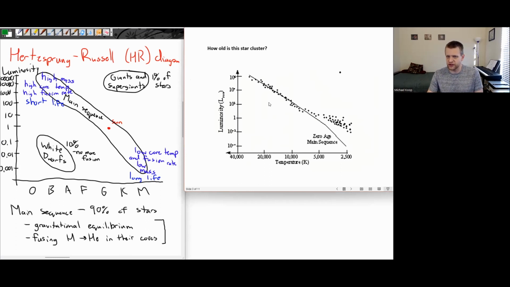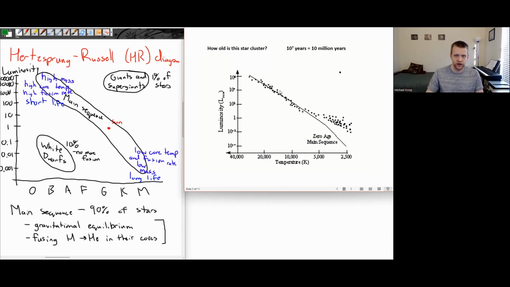So let's look at this one. These are all kind of simulated clusters of stars of different ages. If we have that full set of stars, and maybe just the very, very highest mass main sequence stars have turned into a giant or supergiant, this would be a fairly young cluster, around 10 million years old.